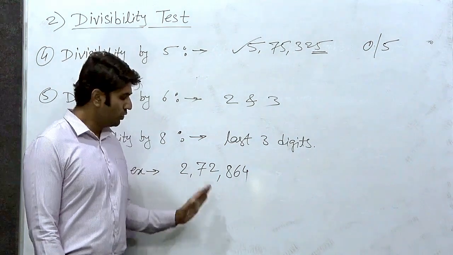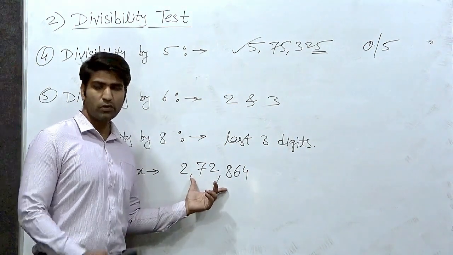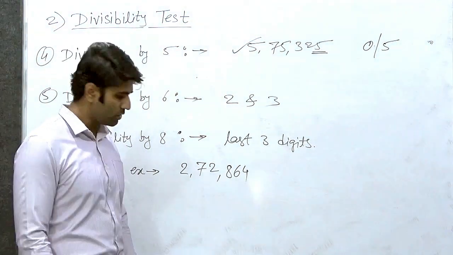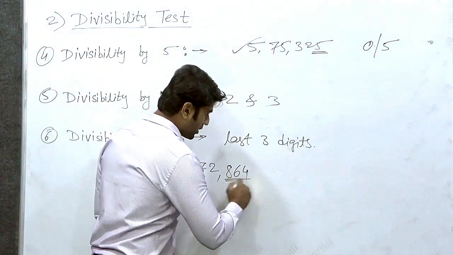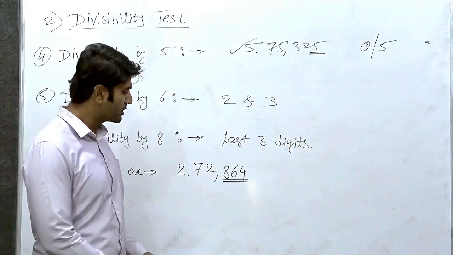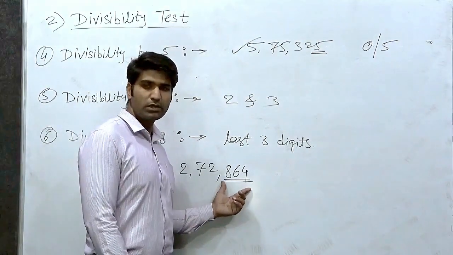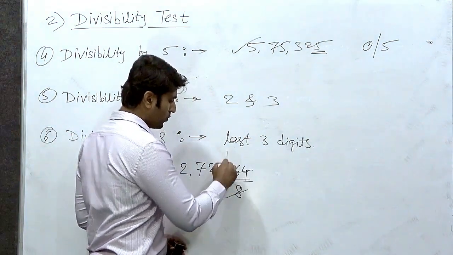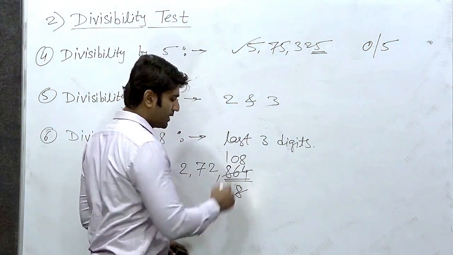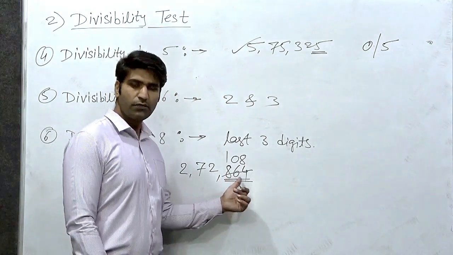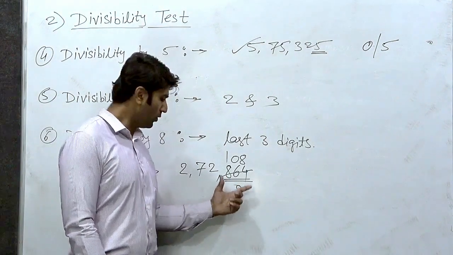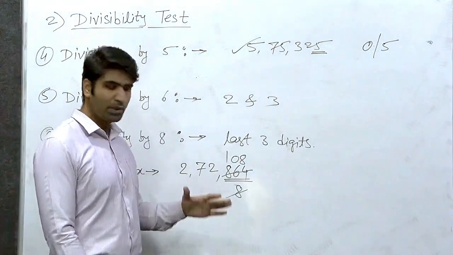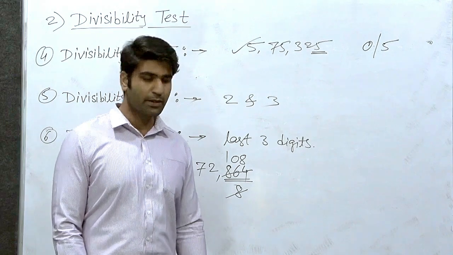272,864. The question is, we have to check whether the given number is divisible by 8 or not. So check the last 3 digits. 864: is it divisible by 8 or not? Let's check. Divide with 8: 1, 0 and 8. So we can divide 864 by 8. Therefore, the whole number is divisible by 8.